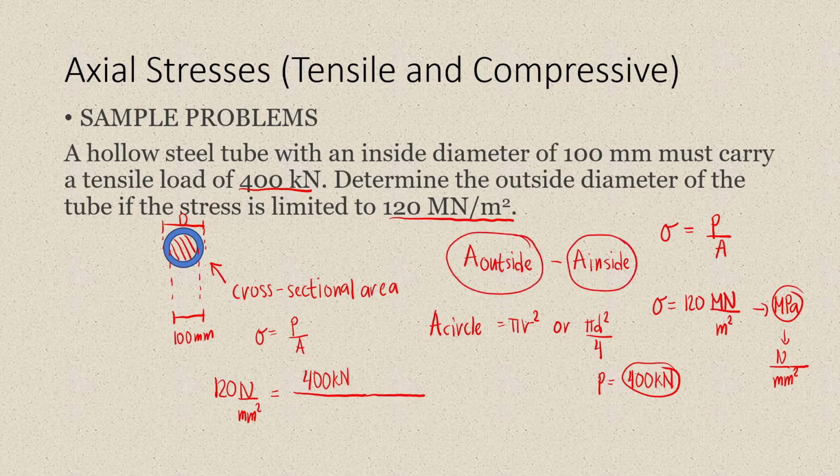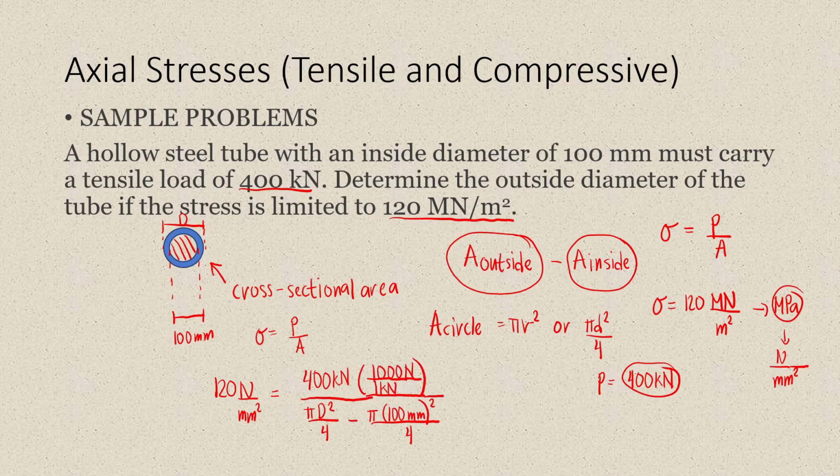And so our area will be, the outside circle is pi d squared over 4, which corresponds to this one. And then minus the hollow portion, which is pi times the diameter, 100 mm, squared, divided by 4. However, notice that our force P is in kilonewtons, but we need to be consistent with our units, and so we will convert that into newtons by multiplying it by 1000. And so 1 kN is equal to 1000 newtons. And so now we will be able to solve for D.